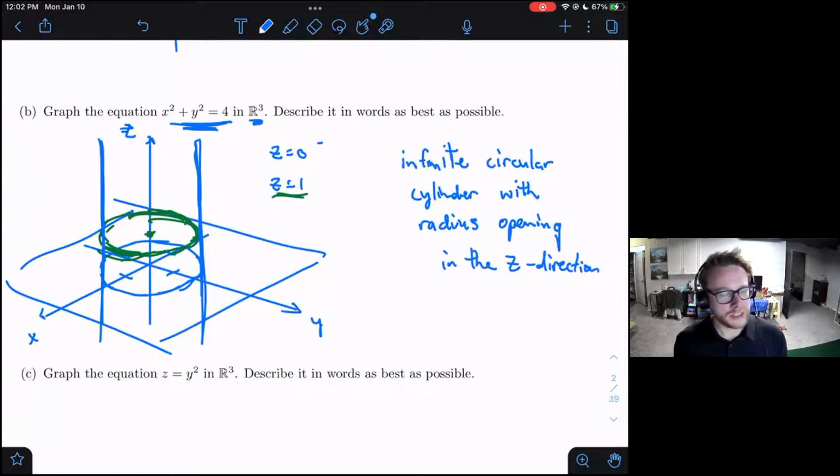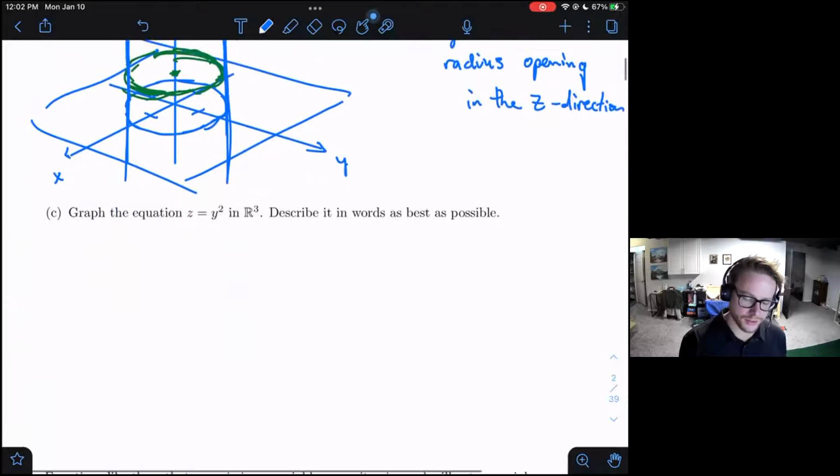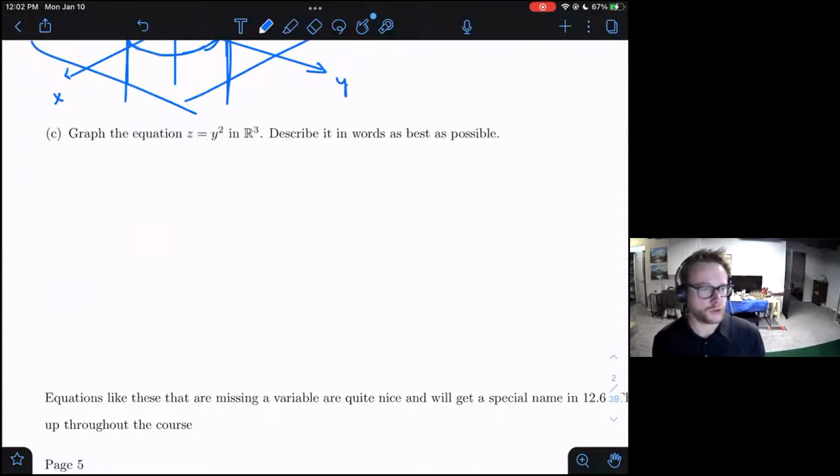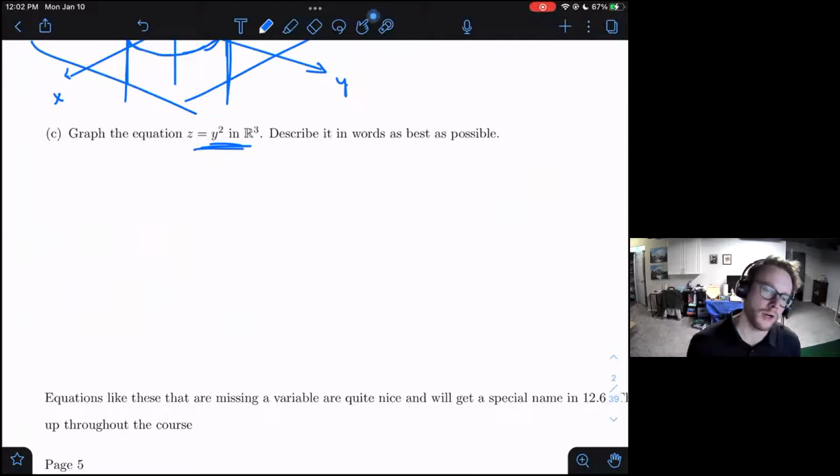Let's play this game one more time. In fact, I'm going to give you guys maybe 3 minutes or so to try this one on your own, right? Z equals y squared. I'd like you to sketch this in R3 and describe it in words as best as possible. But I'm going to shut up for a couple minutes and let you guys attempt this one.